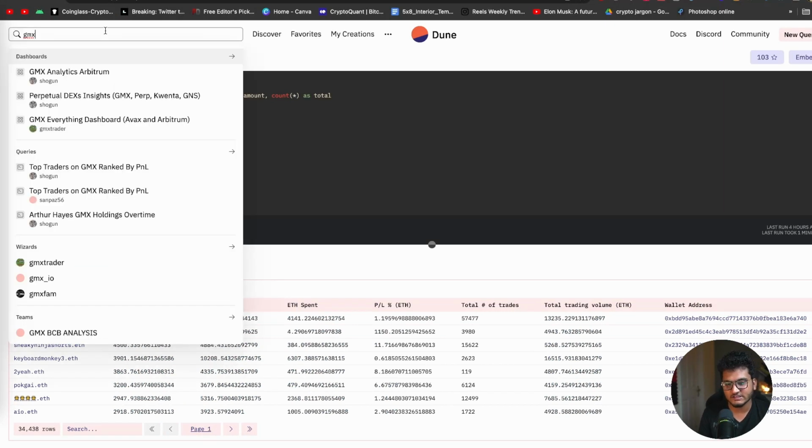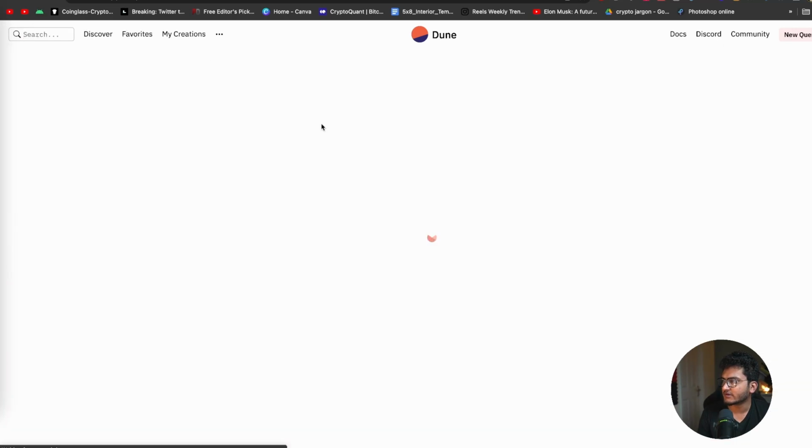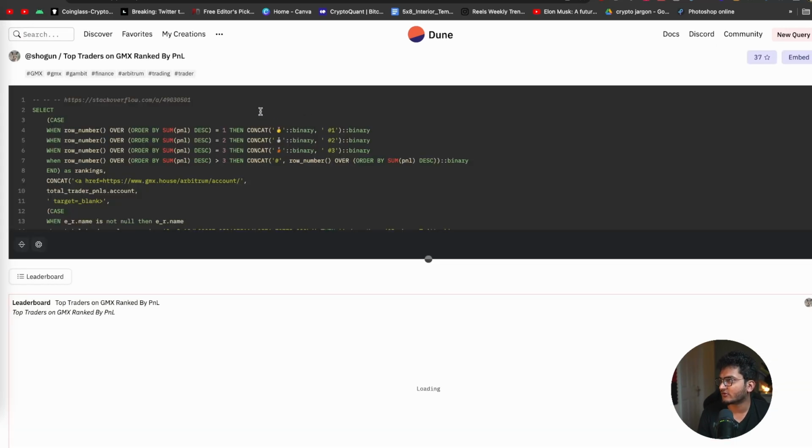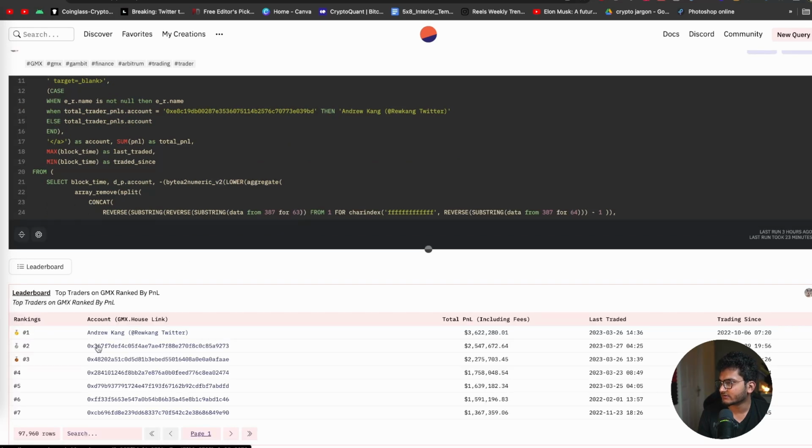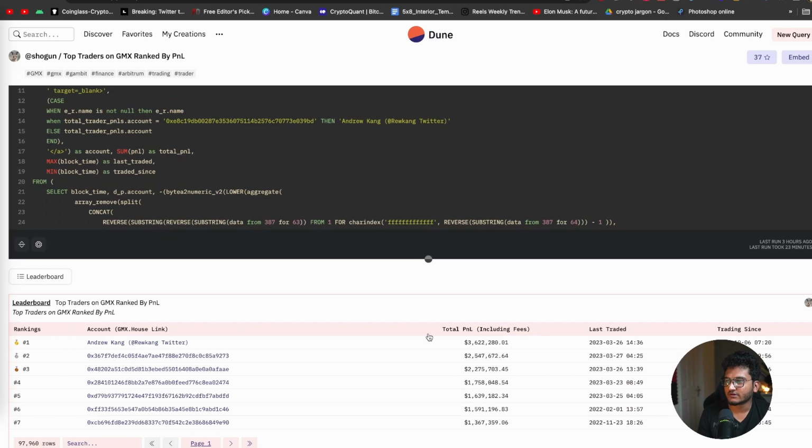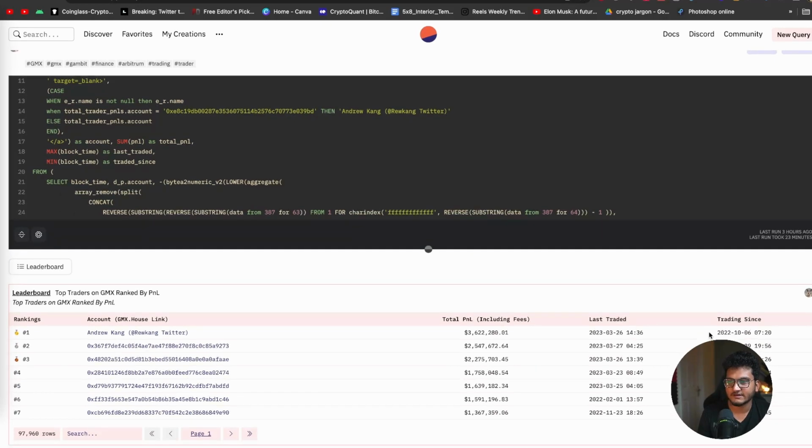So we were looking at the GMX leaderboard for tracking big traders. So here we can see how we can get the best traders on GMX. So here is a dashboard for top traders on GMX, and here they have loaded it. So it is Andrew Kang and the rest are addresses. This is their total PNL, their last trade, and how long they have been trading. So in this way you can rank these guys instead of manually looking through the leaderboard at GMX.